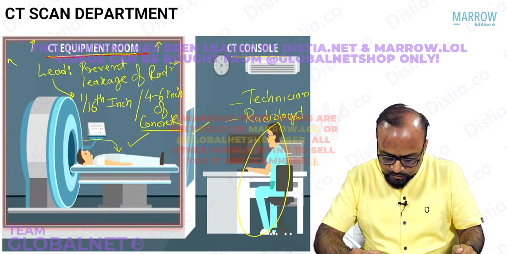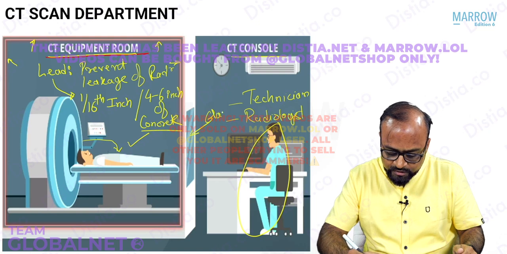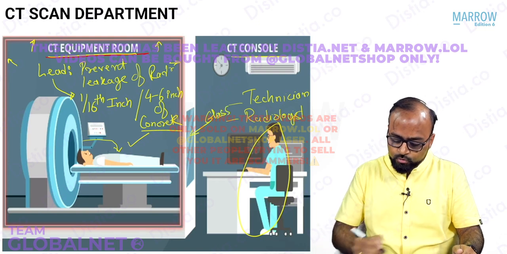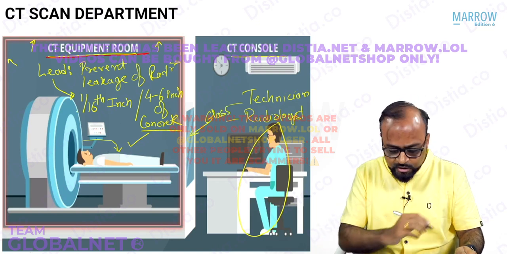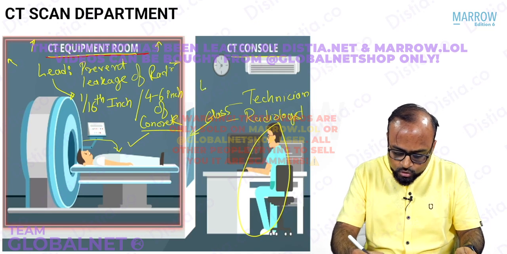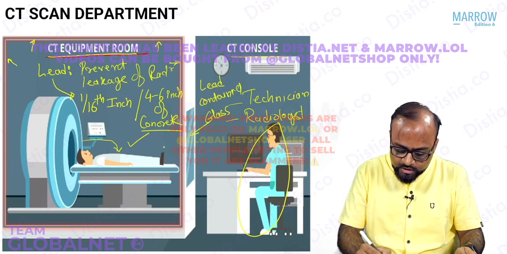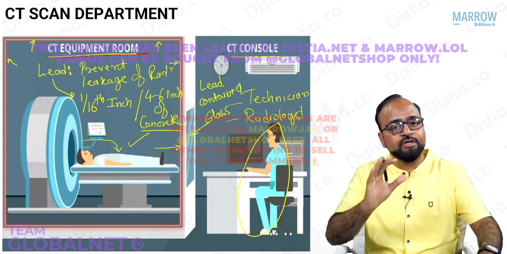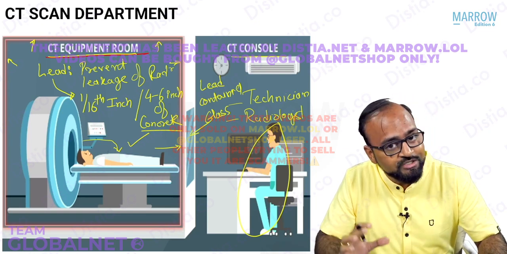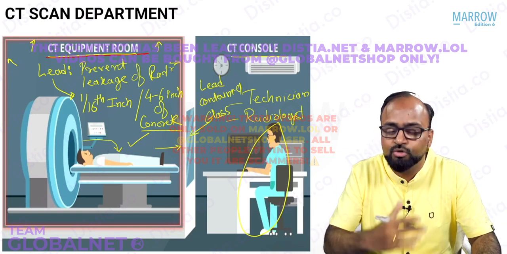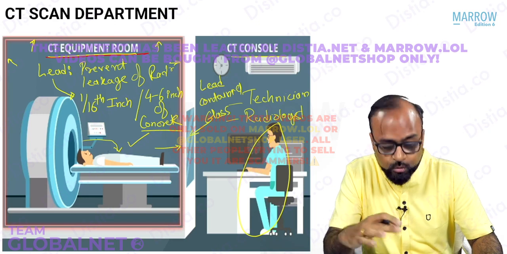There is a glass window between the console room and the equipment room through which the radiologist and technician can see the machine. This glass is also a lead containing glass, so that through this glass also the leakage of radiation should not take place. That is how the lead is used for radiation protection, to prevent the leakage of radiation out of the equipment room.